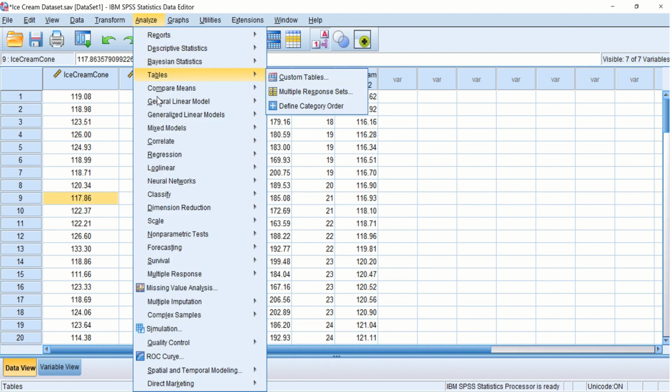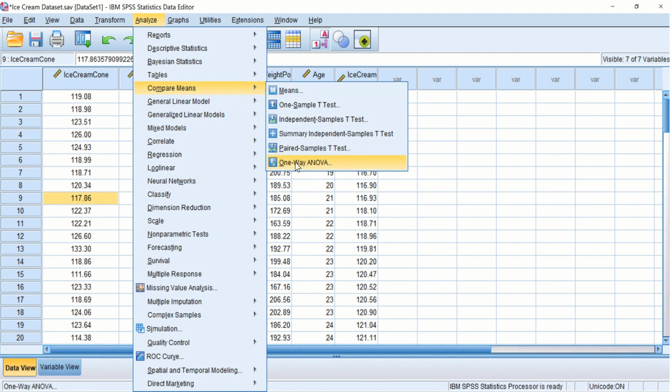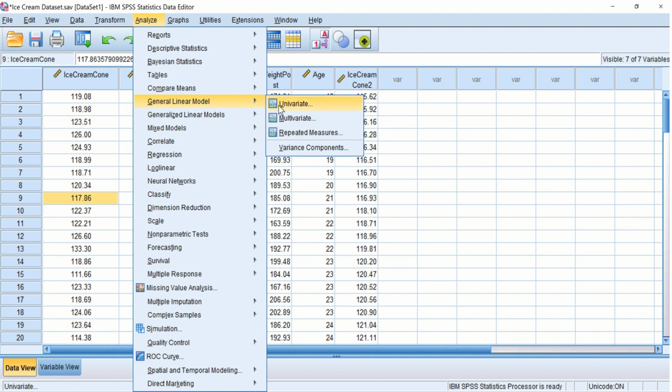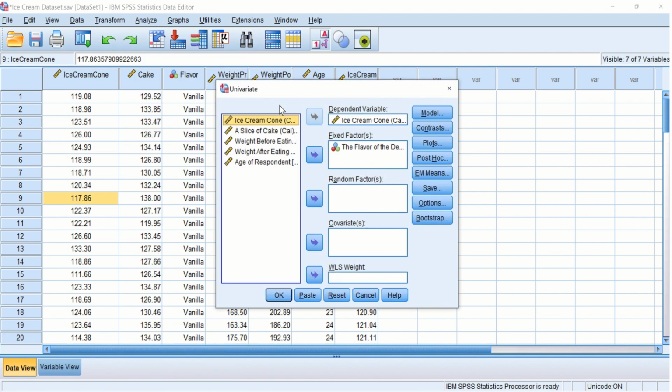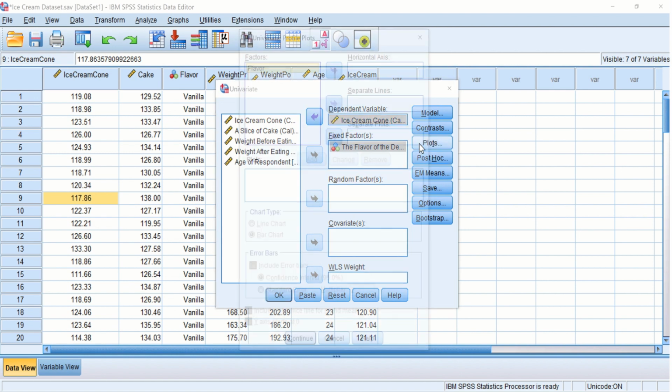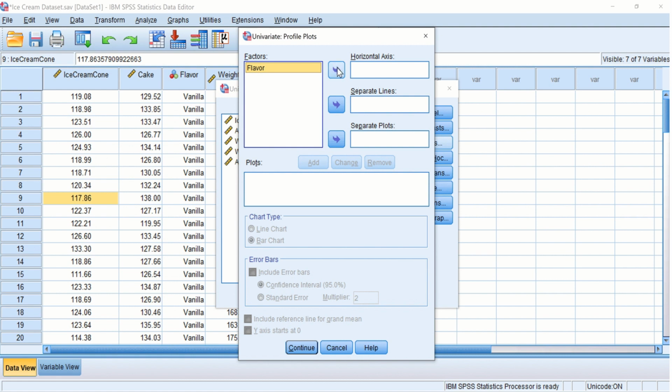So there's two ways to do it. You can go to compare means, use the one-way ANOVA function there. But what I like to do is go to general linear models and use a univariate function. First, you put your independent variable or factor into the fixed factor section, and your dependent variable into your dependent variable section.